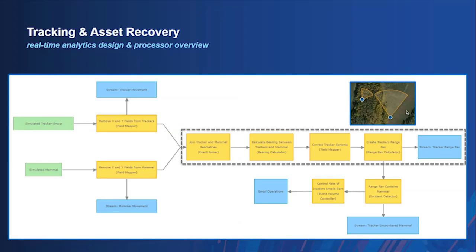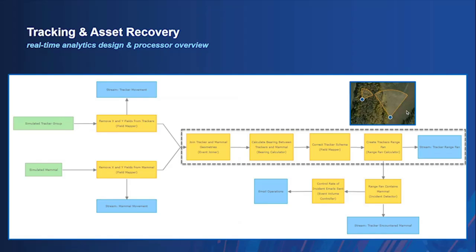But looking at the core of the service here, where we see some of the new processors in use, we first have the event joiner to consider. So once the data comes in about where all our trackers are, as well as once the data comes in about where our mammals are, that's when we can begin to create a real-time join using the event joiner.